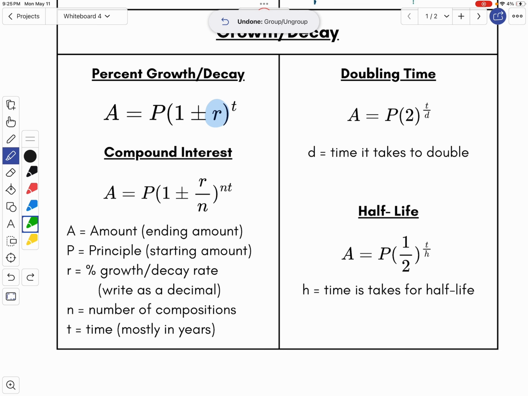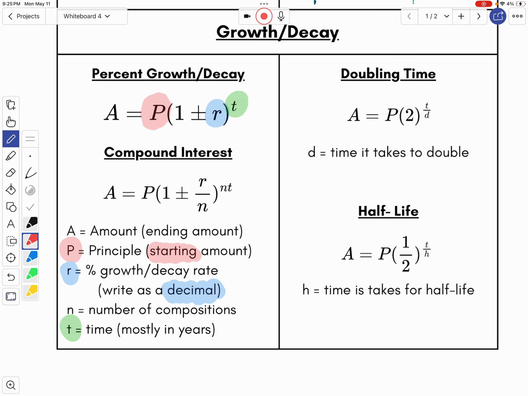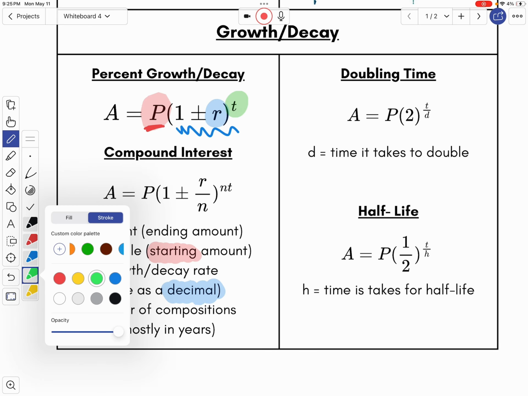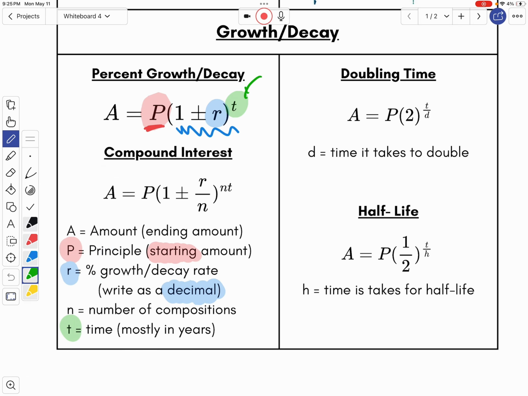Then we have your principal value, which is what you're starting with. You have your rate as a decimal, and you have to do something over and over again for a specific amount of time. Instead of memorizing the formula, we talk our way through it. I have to start with something, I'm going to grow it or kill it off for a very specific amount of time, and I'm going to keep doing the same thing over and over again.